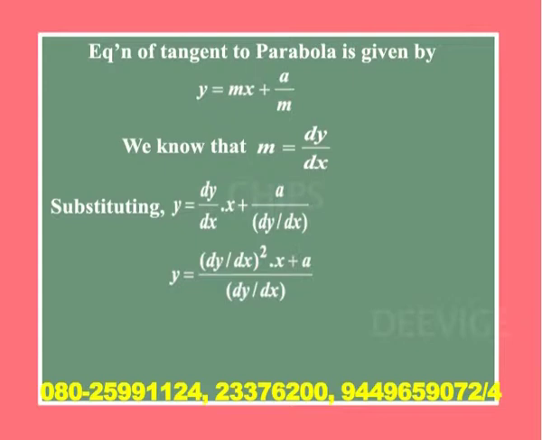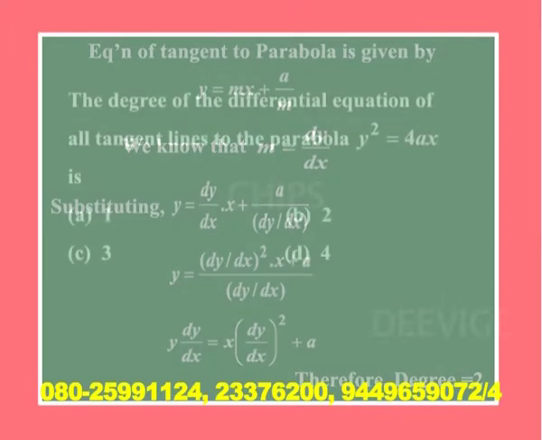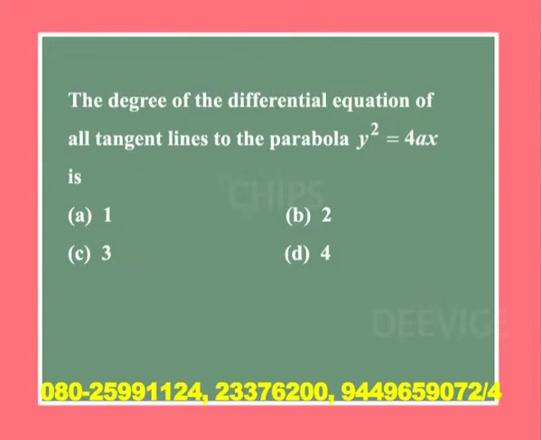So multiply dy by dx, which is the denominator on the right hand side, to the left hand side. You will get y into dy by dx is equal to x into dy by dx whole square plus a. So we have dy by dx whole square, therefore the degree should be 2. So degree 2, therefore option B is correct.